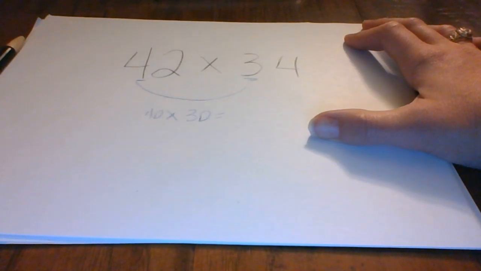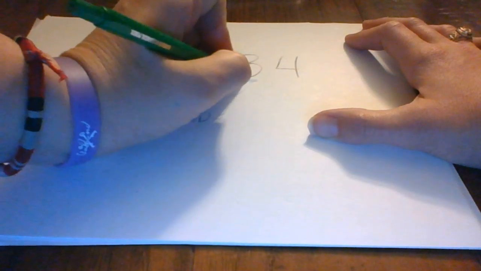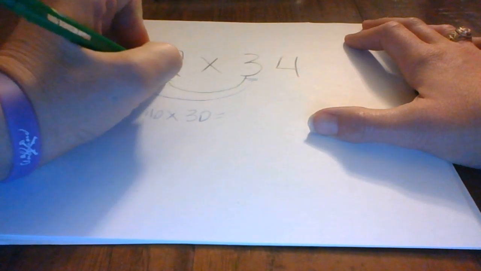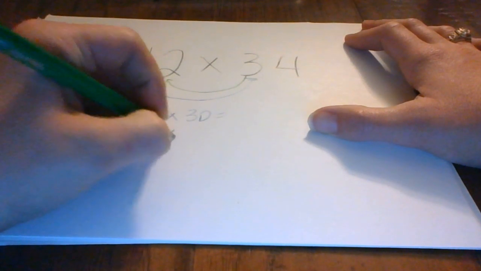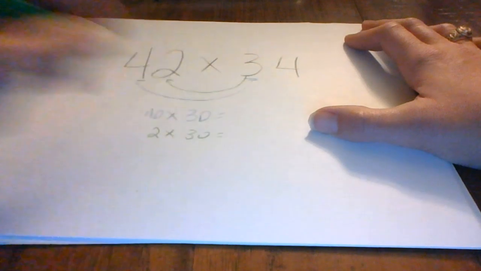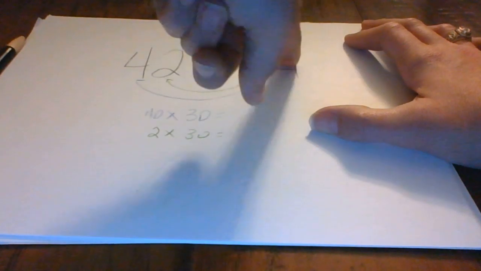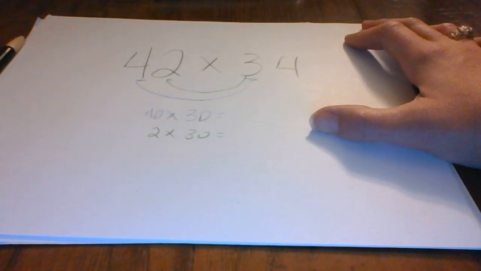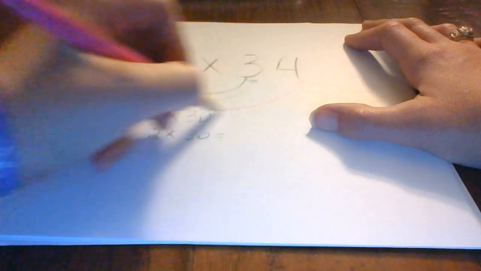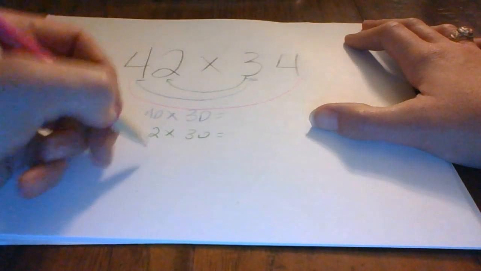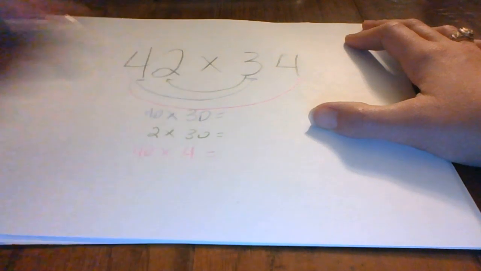And then I'm not done with the 30 because all of these numbers need to touch. I'm going to take the 30 and multiply it by the 2. So 2 times 30 equals something. Now, I'm not done yet because I still have this 4 and it hasn't touched any of my other values. So I'm going to pick up the 4 and touch it to the 40. So 40 times 4 equals something.